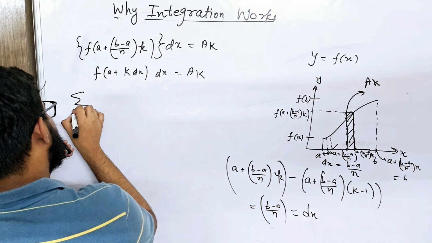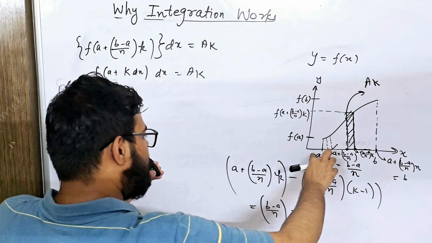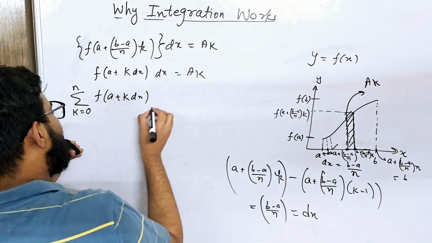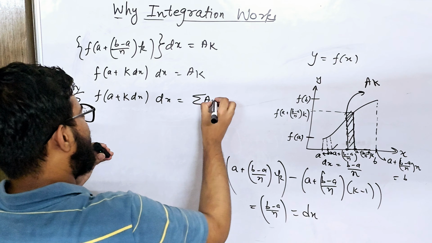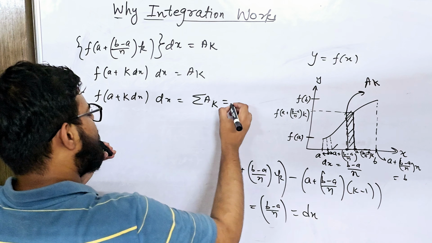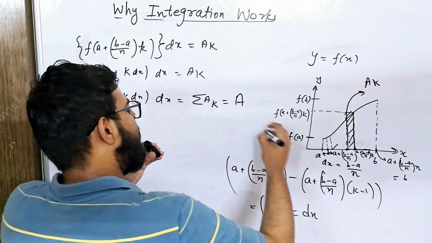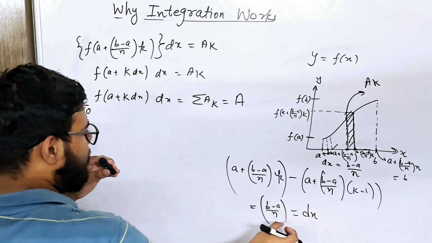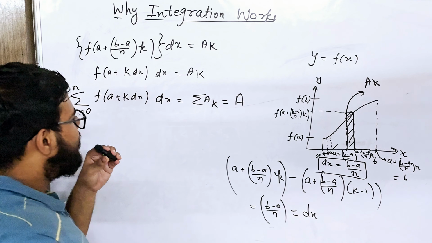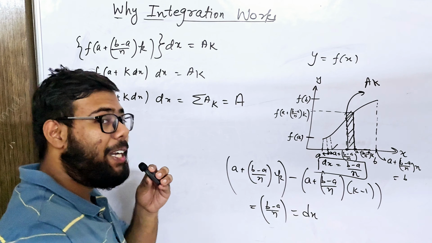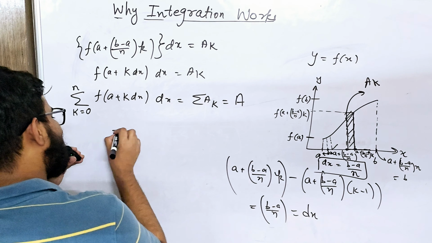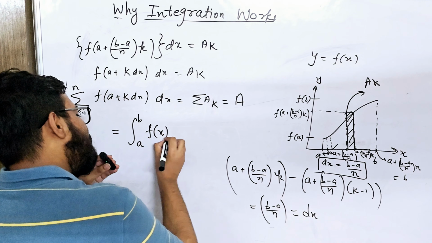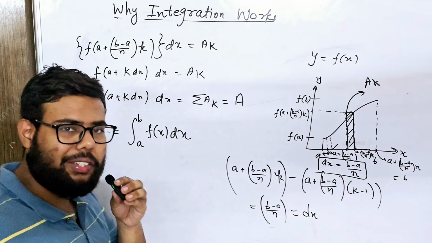So basically you have to go like this. The summation as k goes from 0 to n, f of a plus k dx multiplied by dx is equal to the sum of ak, which is equal to the total area of this region, correct? Where we know that dx is equal to this quantity. And this particular expression is expressed as the integral from a to b of f of x dx. Understood how it comes?